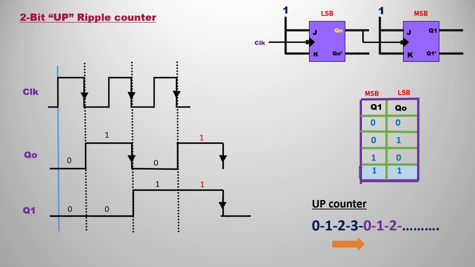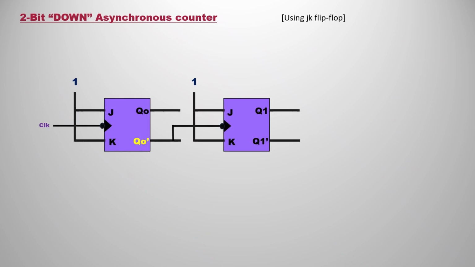Likewise, in every clock transition, Q0 and Q1 will change like this only. If you have more flip-flops, then it will change accordingly. This is known as an up counter. It will basically count from 0 to 3. If it is a 3-bit flip-flop, it will count from 0 to 7, like that. I hope you understood the up counter.